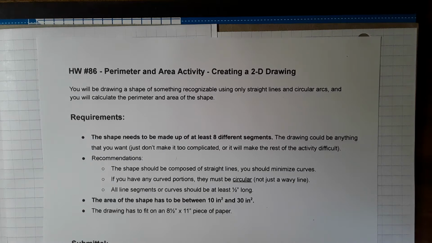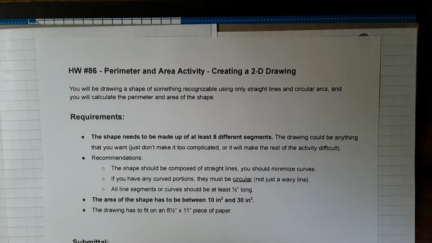You'll be drawing a shape of something recognizable using only straight lines and circular arcs. And then you're going to calculate the perimeter and the area. So that's super open-ended, open to interpretation. Let me talk about the requirements and then some recommendations.